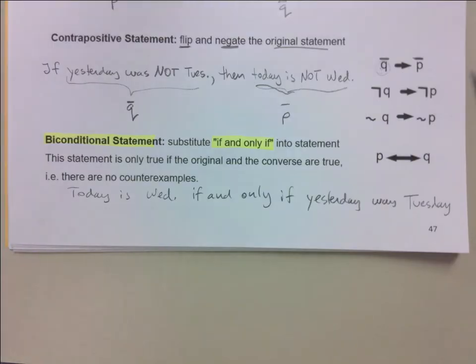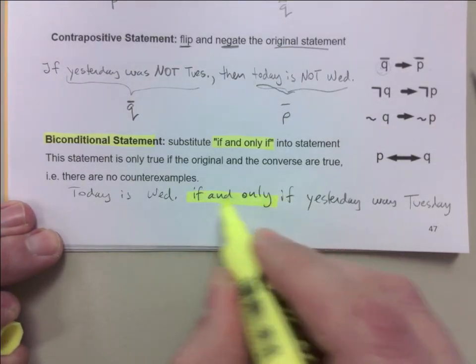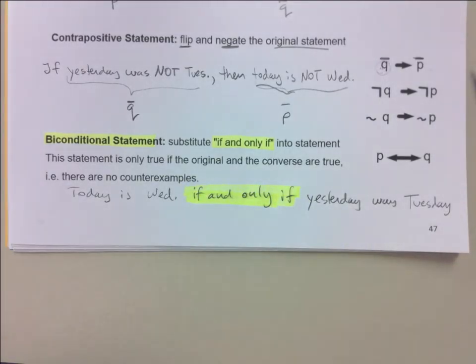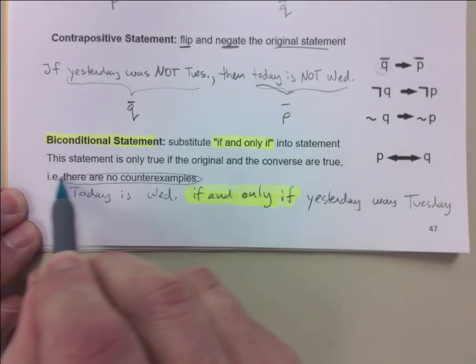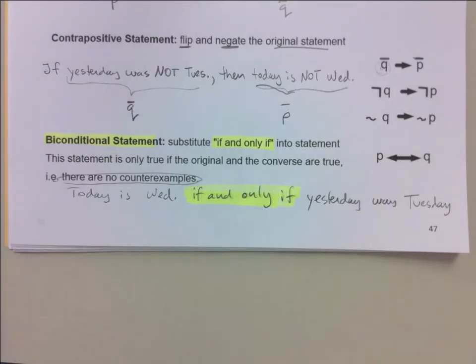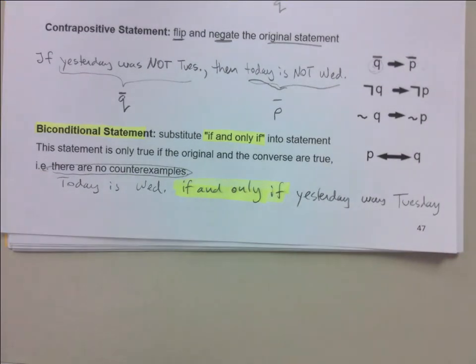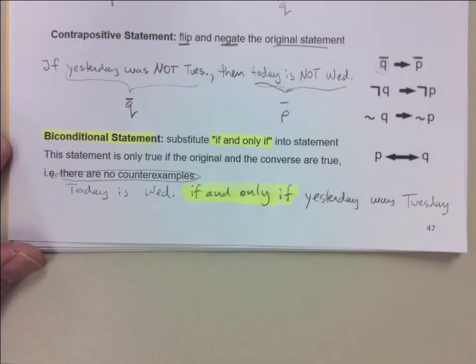This is the important part. There are no counterexamples. What is a counterexample? A counterexample is an example that proves that statement wrong. If you can think of just one counterexample, it proves this statement wrong. So technically you can't say this if there's a counterexample. We'll talk more about counterexamples later.